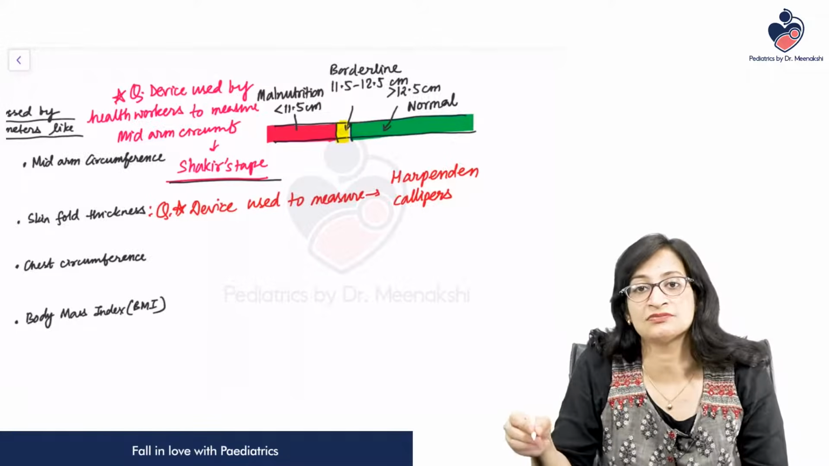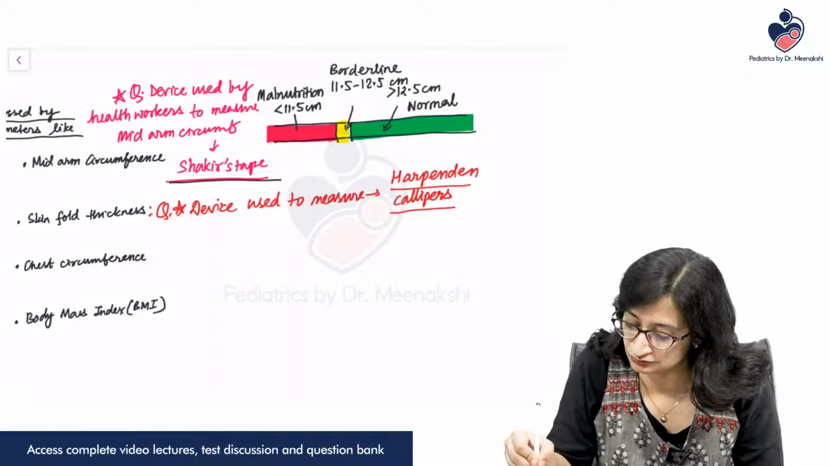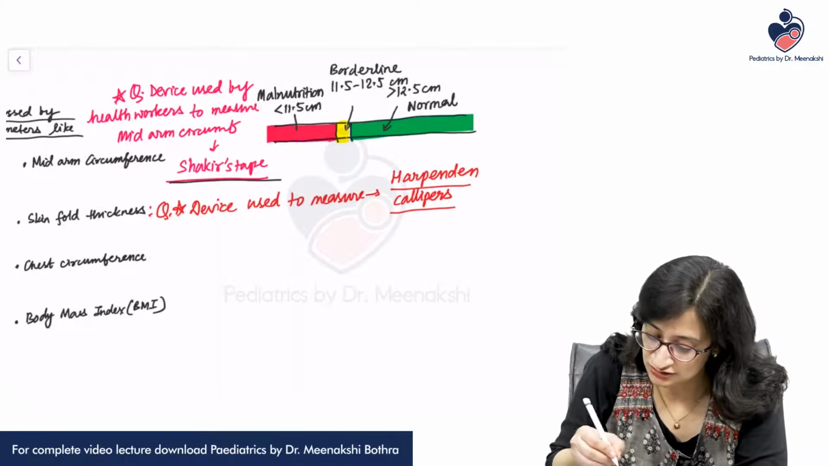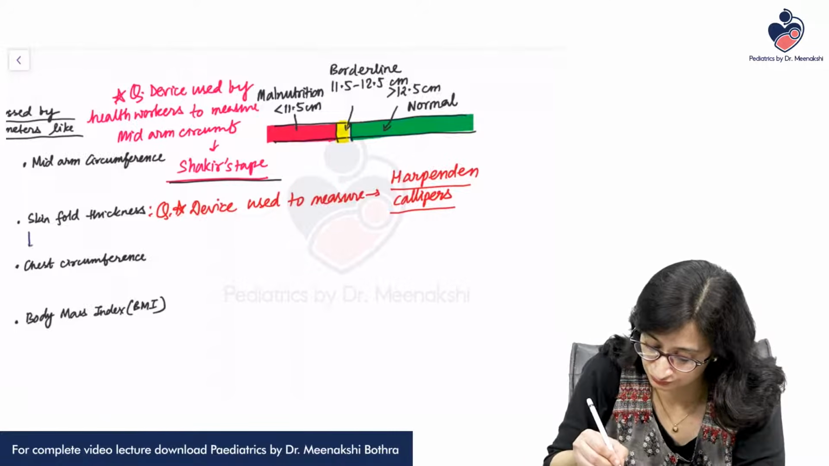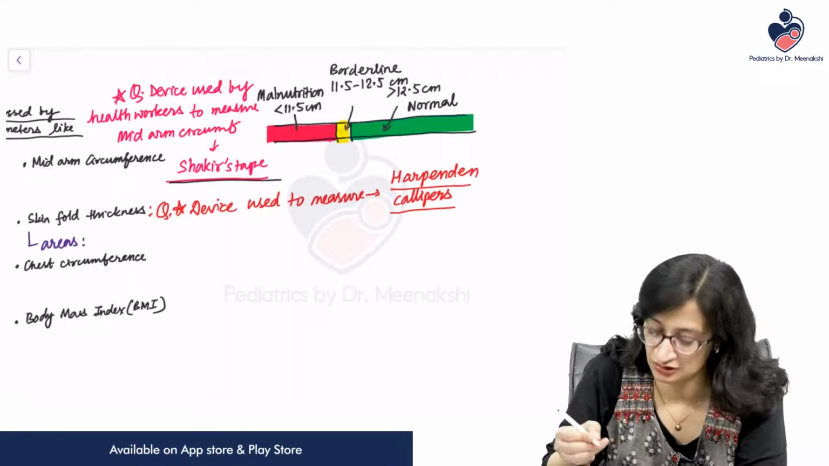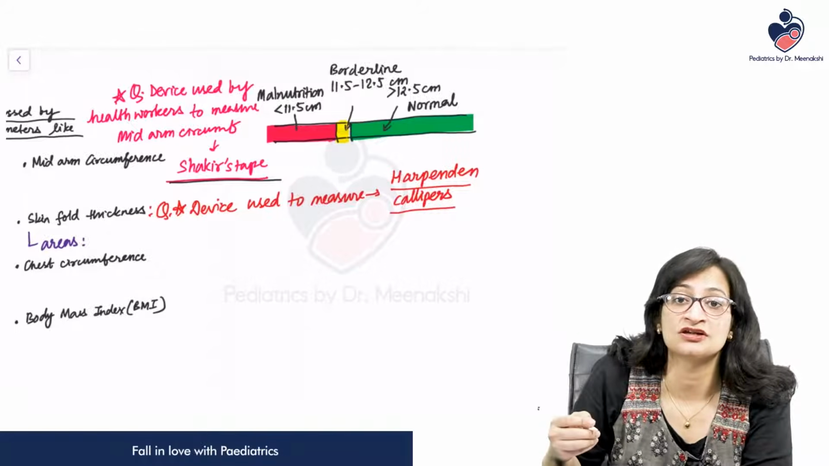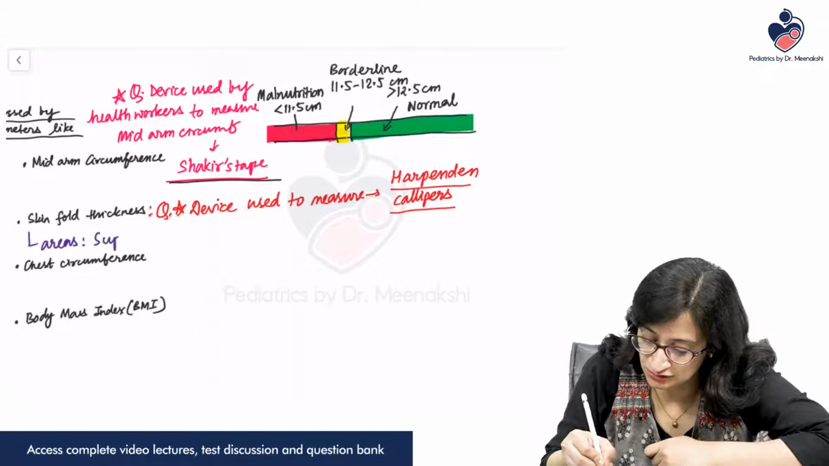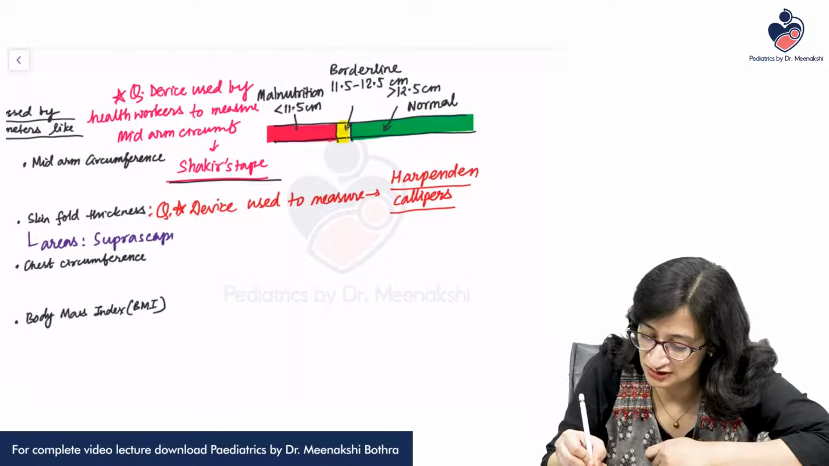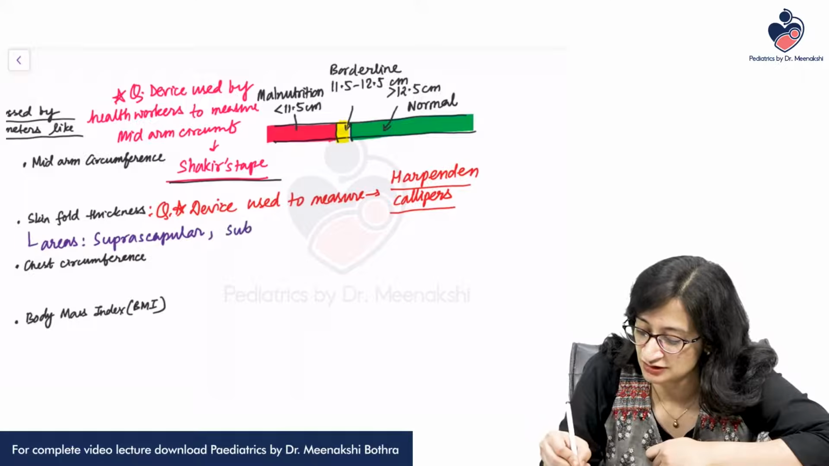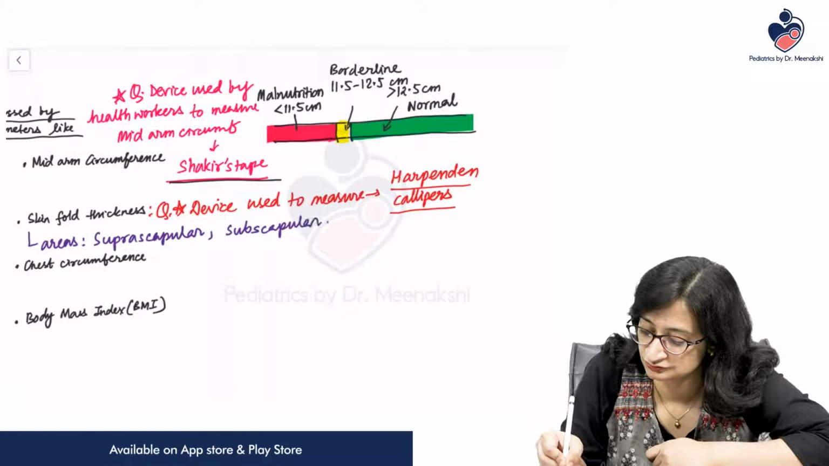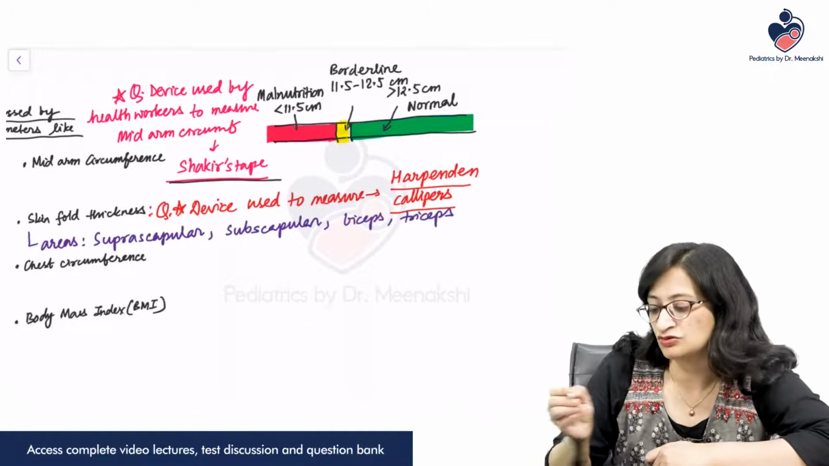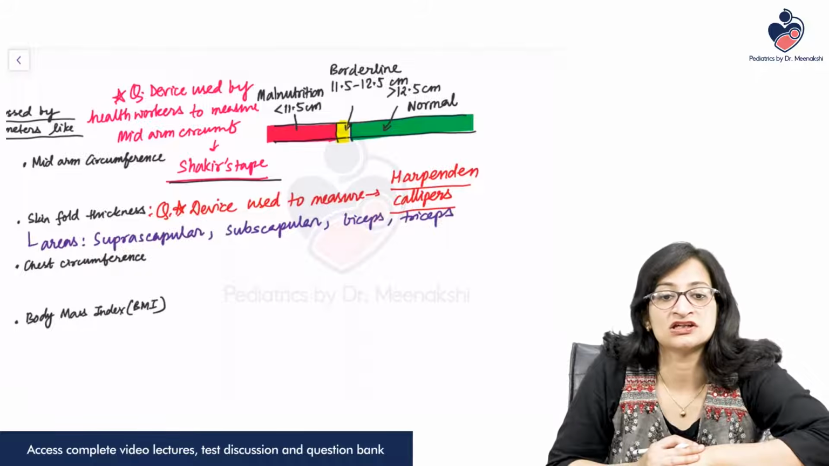Okay, Harpenden calipers, right? And the areas where the skin fold thickness is usually measured are the suprascapular area, subscapular area, over the triceps, and over the biceps. They are the usual areas. So the skin fold thickness is usually taken at the suprascapular area, subscapular area, over the biceps area, and over the triceps area. These are the usual areas where the skin fold thickness is taken.